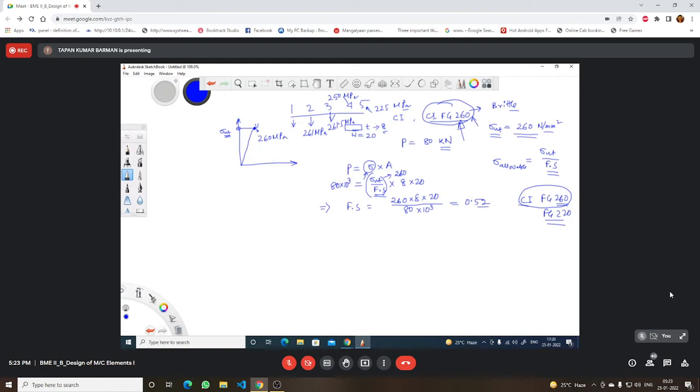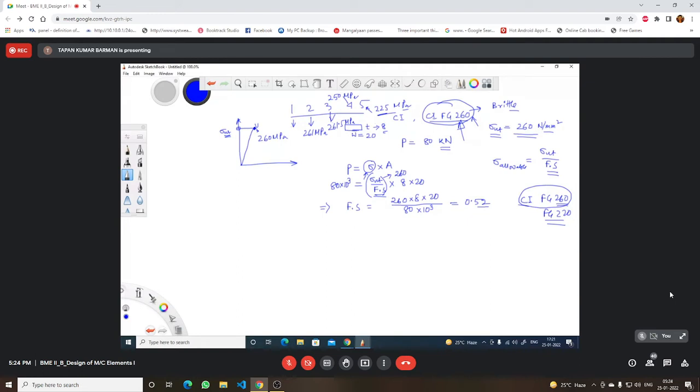Understand my point? For 4 and 5 number materials, these are not CIFG 260. So for the designation purposes of this cast iron material, we use these terminologies. But when we are trying to do the design using that material, that 260 will be taken as the tensile strength, or if I use CIFG 220, then 220 should be taken as the tensile strength of the material. Now the point is clear to you? Yes, sir.